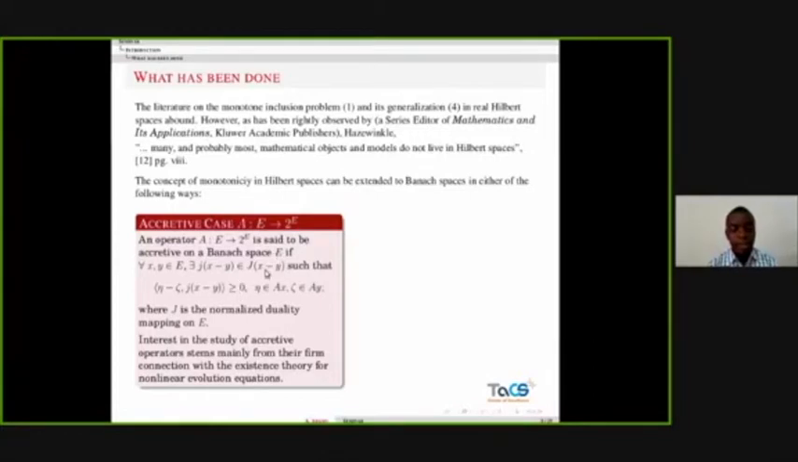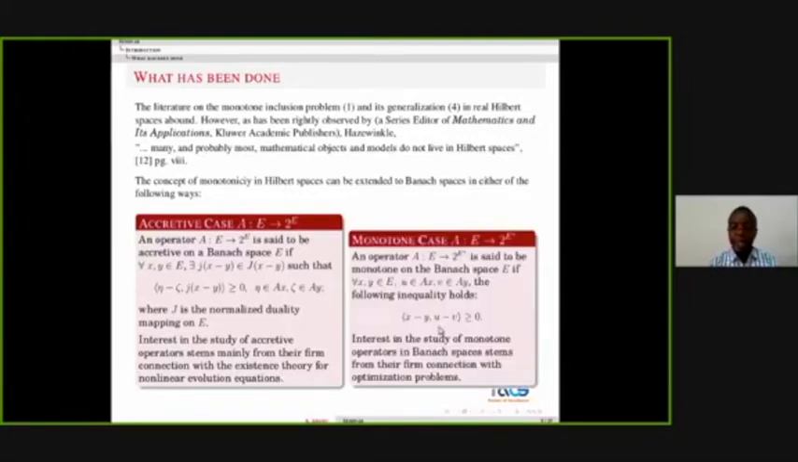Interest in the study of accretive operators stems mainly from their firm connection with the existence theory for nonlinear evolution equation. The other case is when the operator A maps the Banach space E to subsets of its dual space E star. When such an operator satisfies this inequality, we maintain the name monotone. Interest in the study of monotone operators stems mainly from their firm connection with optimization problems.